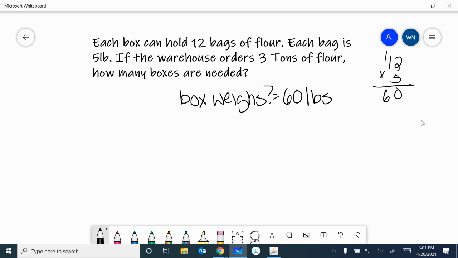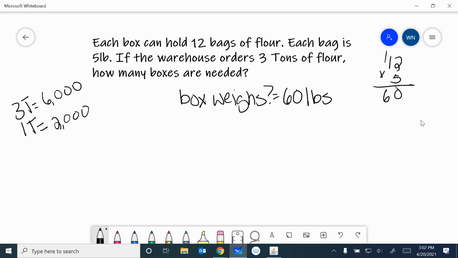They want 3 tons. So with 3 tons, we have to figure out how many pounds that's going to be. I know that 1 ton is 2,000 pounds. So I know that 3 tons is going to be 6,000 pounds because I multiply my 3 times 2 and I get 6. So they want 3 tons of flour. How many boxes is that going to take if each box weighs 60 pounds?